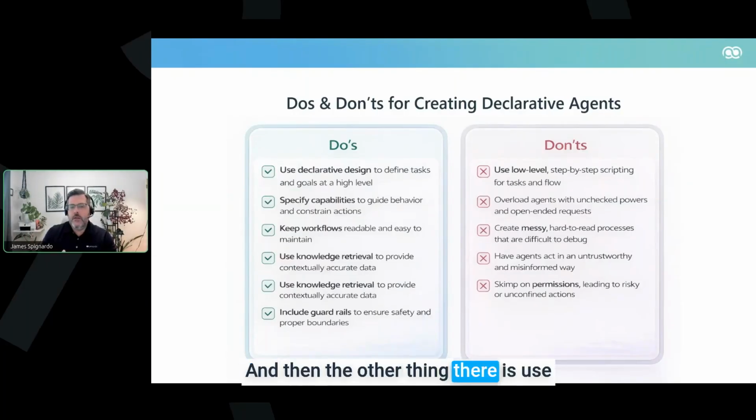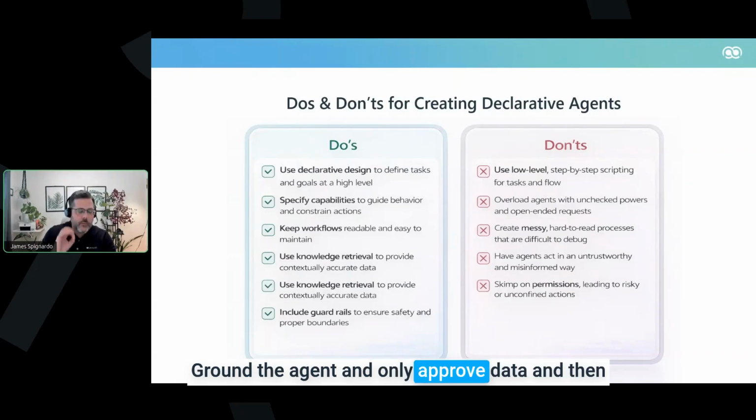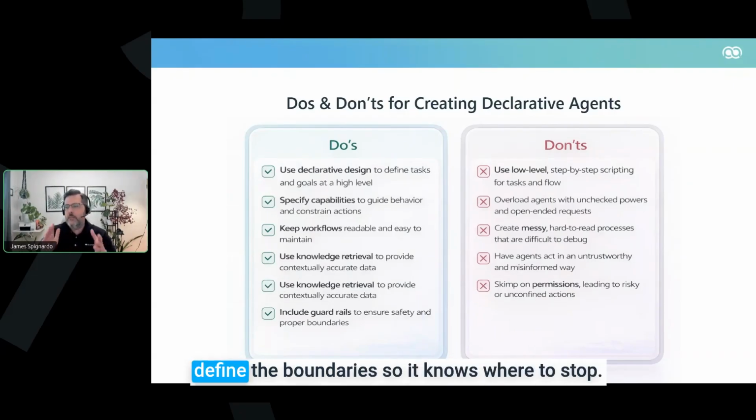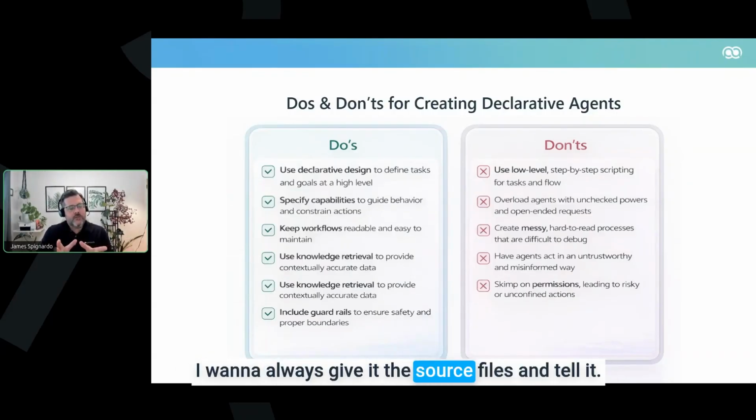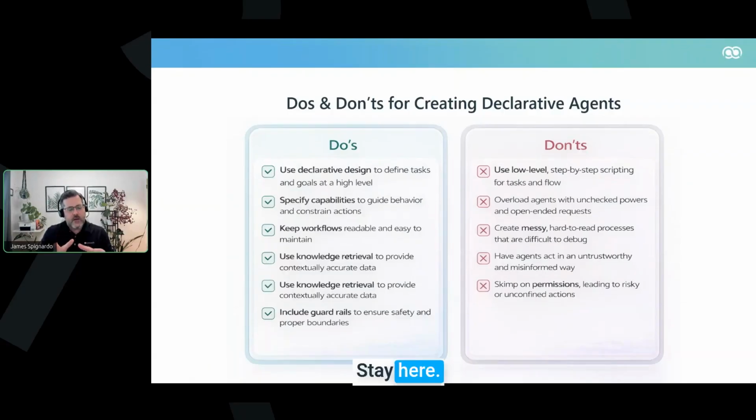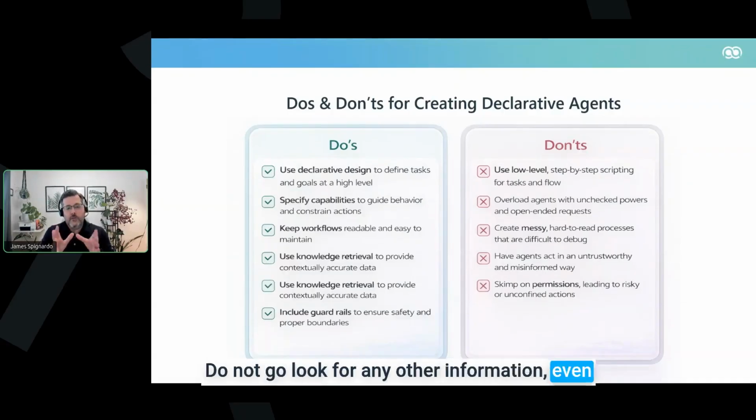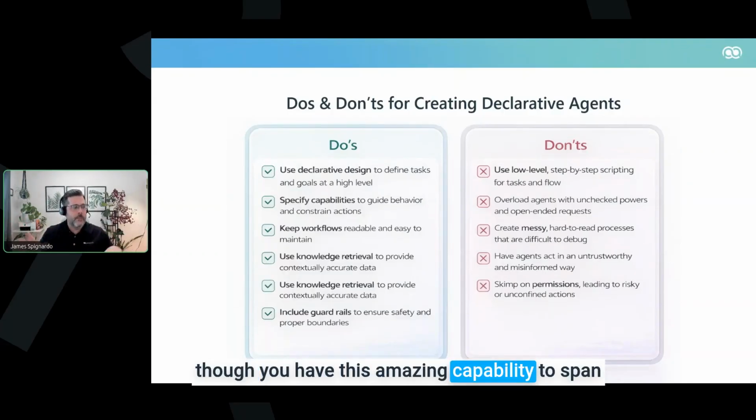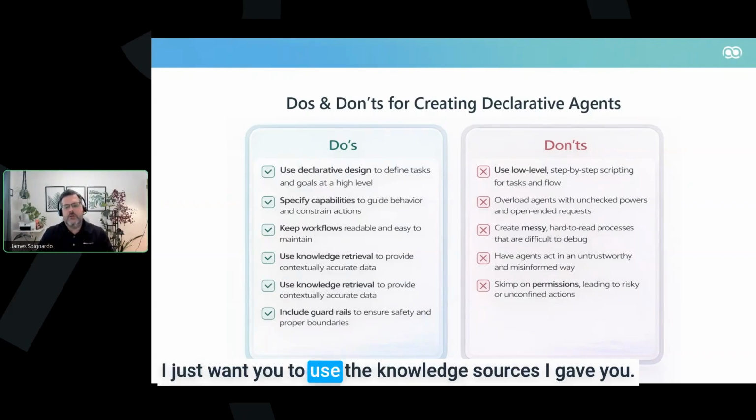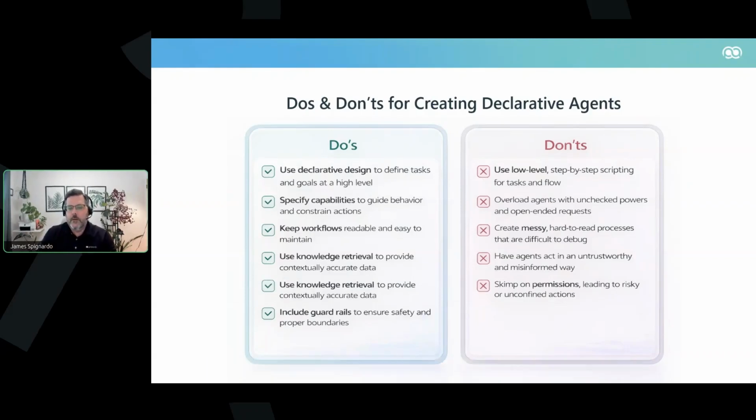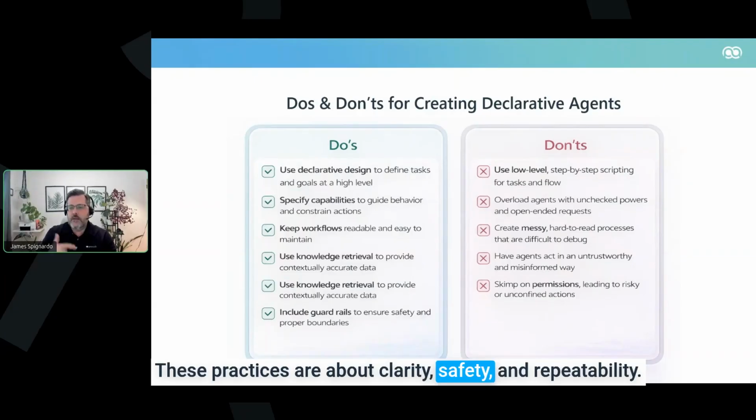And then the other thing there is use knowledge retrieval and guardrails. Ground the agent in only approved data and then define the boundaries so it knows where to stop. What I like to do, and I'll show you in the demo, is I always give it the source files and tell it, stay here. Do not go look for any other information. Even though you have this amazing capability to span the entire organizational information or the web, I don't want you to do that. I just want you to use the knowledge sources I gave you. These practices are about clarity, safety, and repeatability.